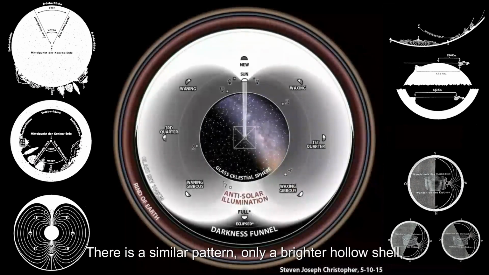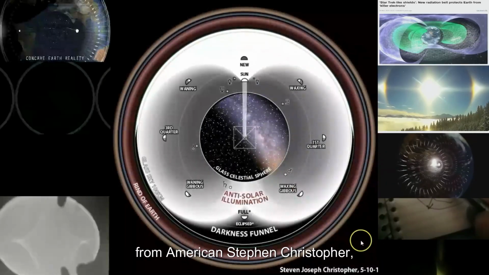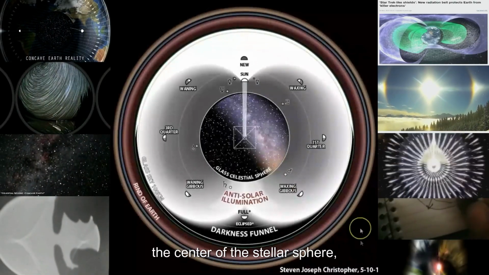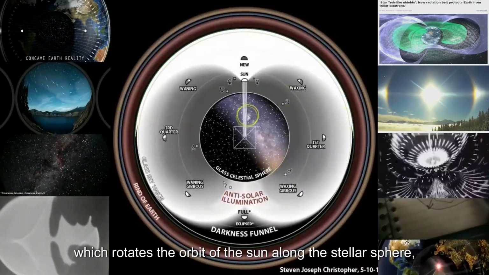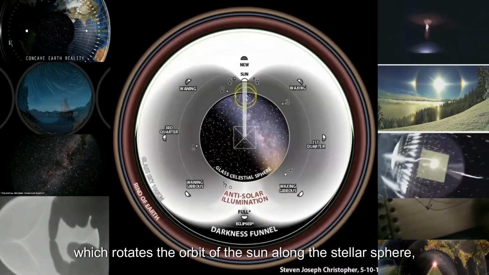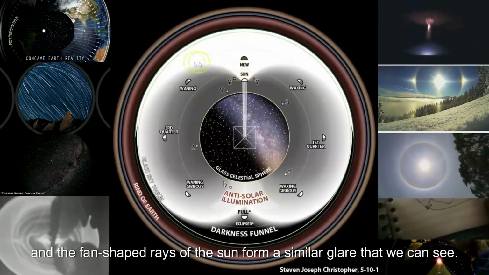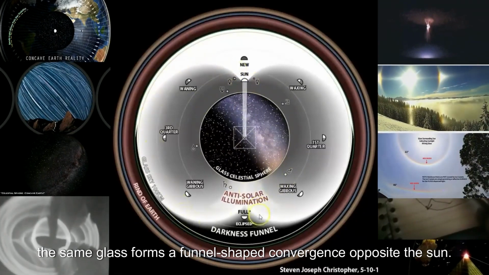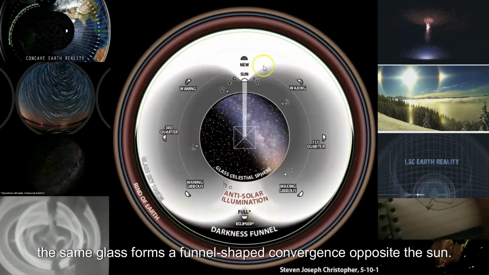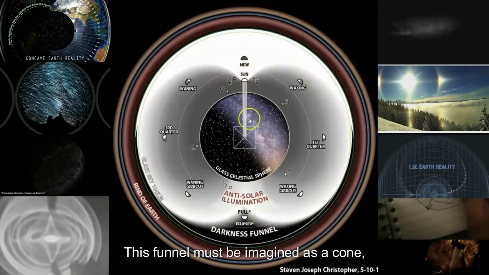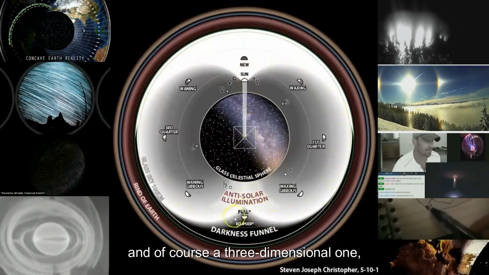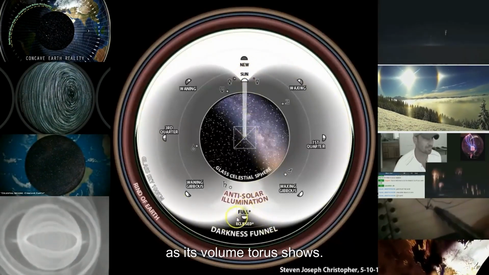There is a similar pattern, only a brighter hollow shell. From American Stephen Christopher, the center of the stellar sphere, which rotates the orbit of the sun along the stellar sphere, and the fan-shaped rays of the sun form a similar glare that we can see. For example, the same glass forms a funnel-shaped convergence opposite the sun. This funnel must be imagined as a cone and of course a three-dimensional one, as its volume torus shows.